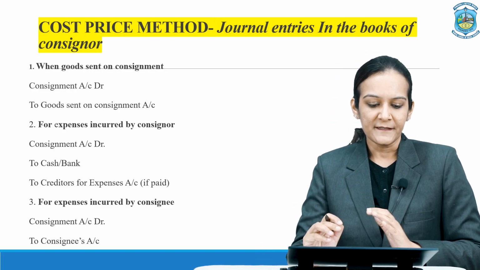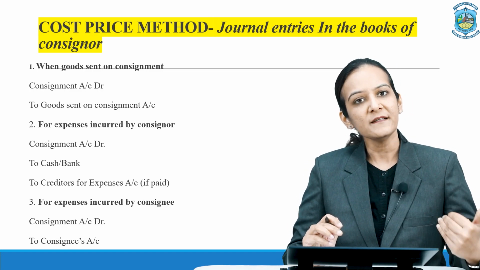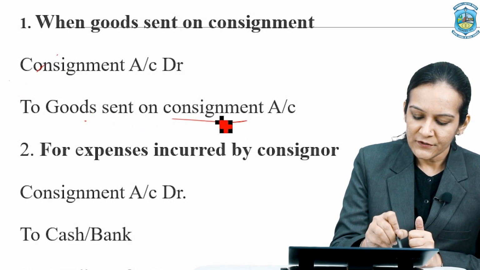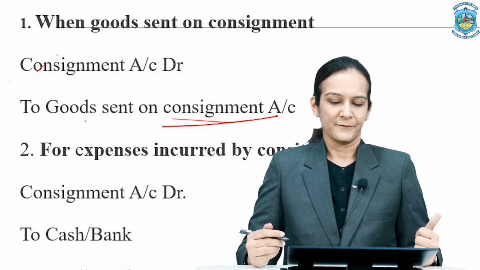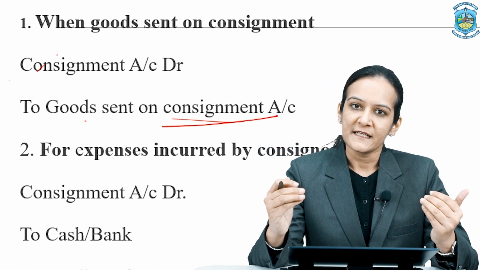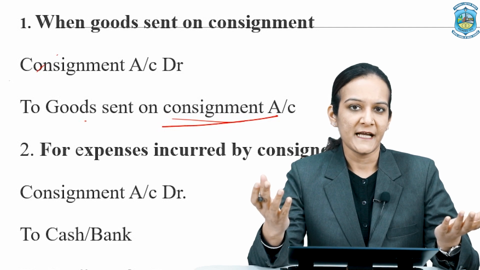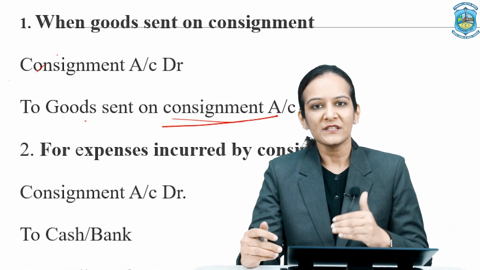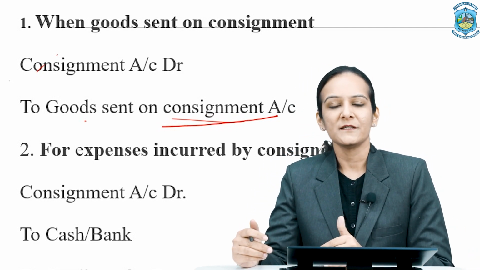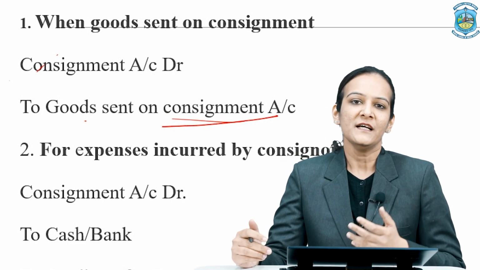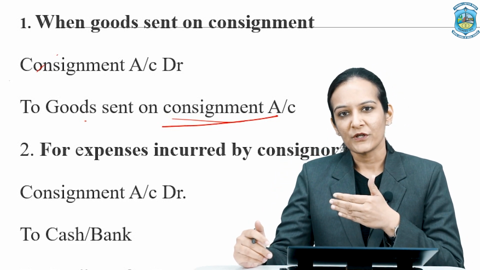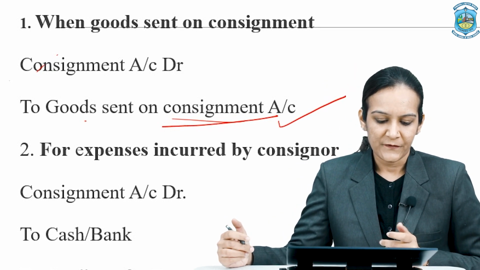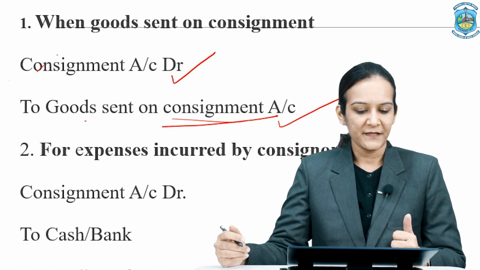So the first entry is when the goods are being sent by the consignor to the consignee: consignment account is debited and goods sent on consignment account is credited. Now always remember, when the consignor is sending the goods to the consignee, the goods are going out from his side to the consignee. So when goods are going out, goods account is to be credited because goods account is a type of real account, and the rule for real account says debit what comes in and credit what goes out. So goods sent on consignment account is to be credited and consignment account is to be debited.